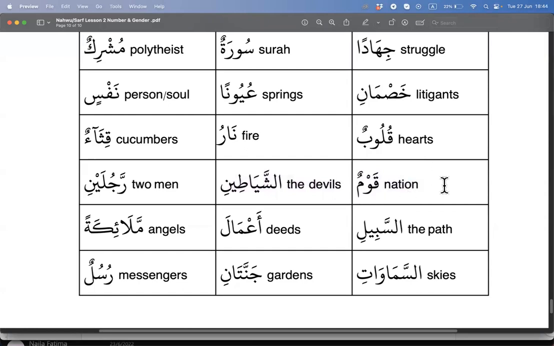This is a group of people. So what is it, singular or plural? Plural. Yes, plural. And then feminine or masculine? Common by default.